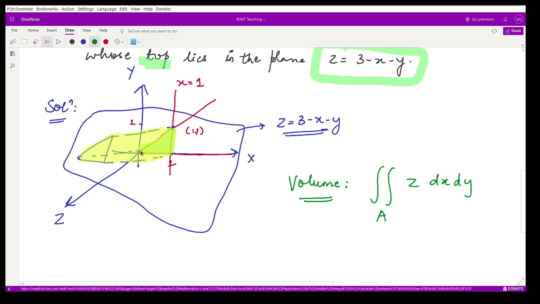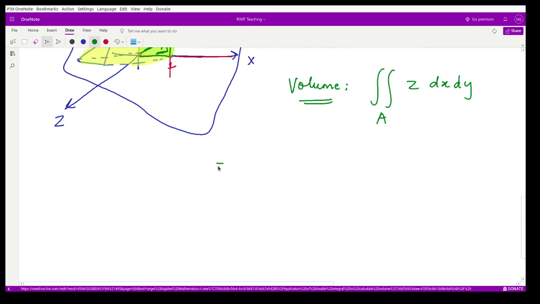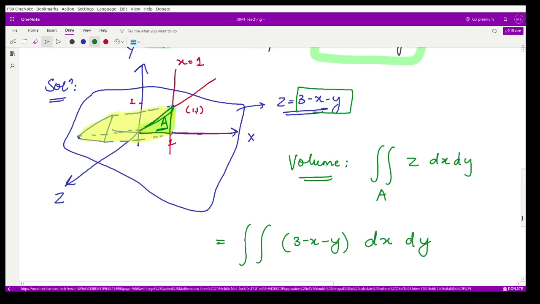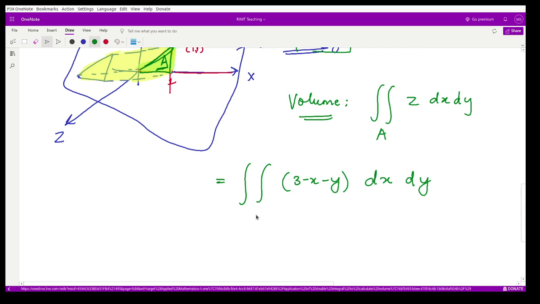What is the given area? This is the given area, this area of the prism. So let us calculate this volume. It would be equal to, now for calculating the volume, firstly we'll substitute what is our given surface. The surface is this 3 minus x minus y and dx and dy. So that means if I am writing dx dy, so that means I am writing the limits of x first and then the limits of y.